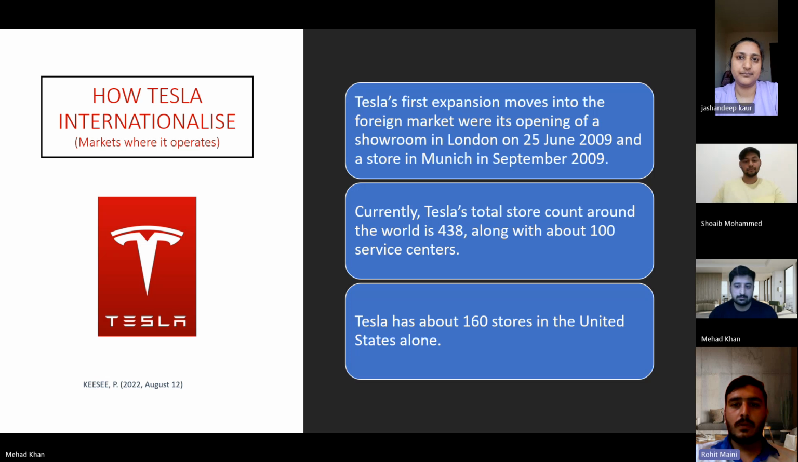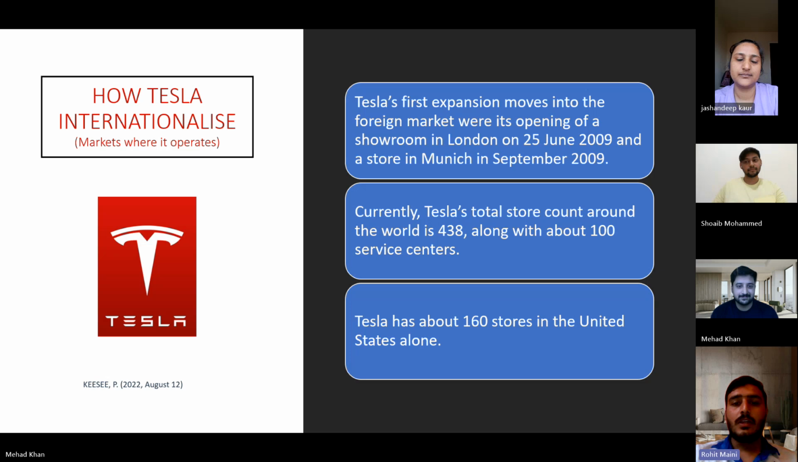My topic is Tesla's internationalization and its first developments. On 25 June 2009, Tesla created its first showroom in London, and in the same year, in September 2009, they created a store in Munich as well. After that, Tesla expanded its wings to different countries.